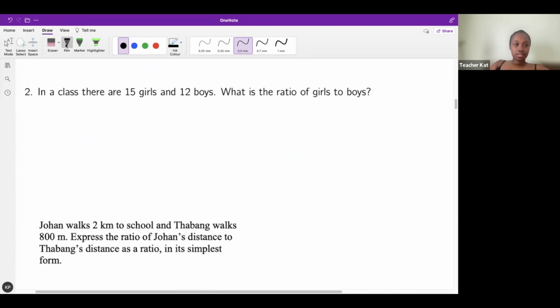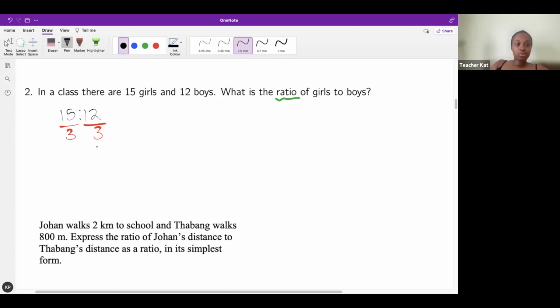Now we're going to do the same thing. In a class, there are 15 girls and 12 boys. What is the ratio of girls to boys? Okay. So in the first place, we have 15 to 12, but this is not the simplest form of this ratio, right? So can you tell me what the highest common factor is? What is the highest common factor between 15 and 12? What can we divide both of these numbers by? 3. So I'm going to divide both of them by 3.